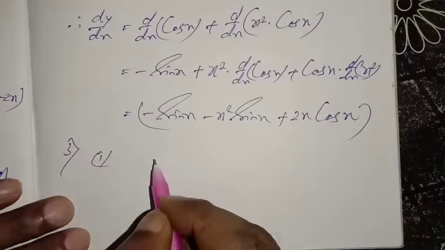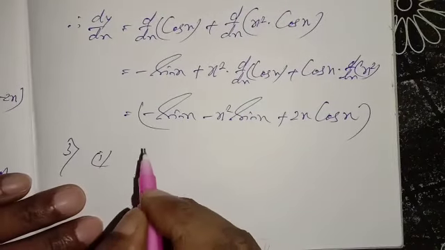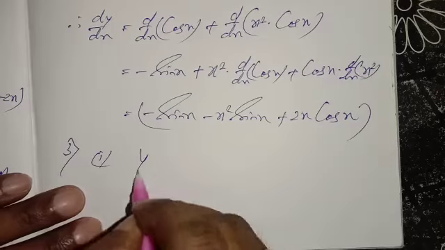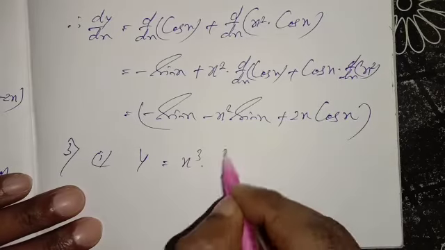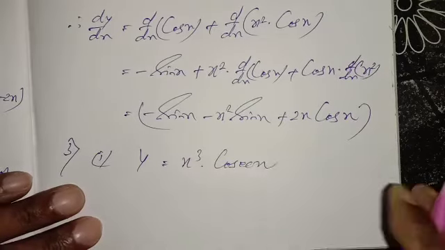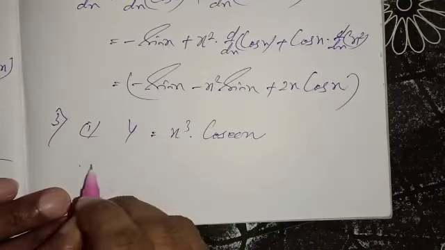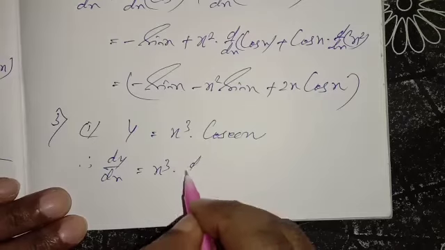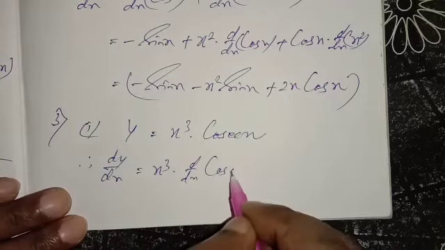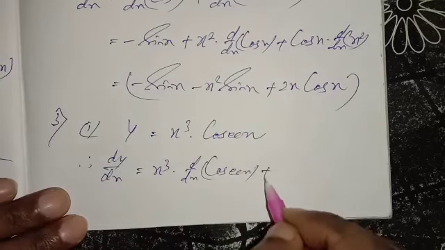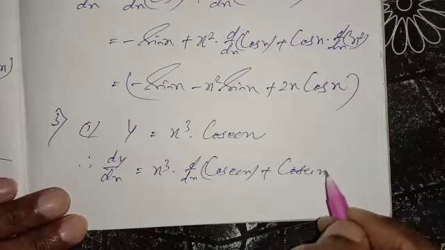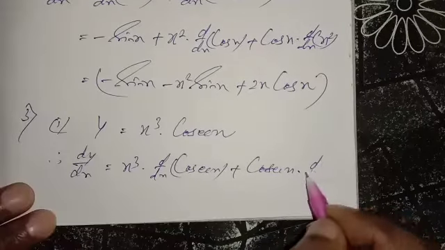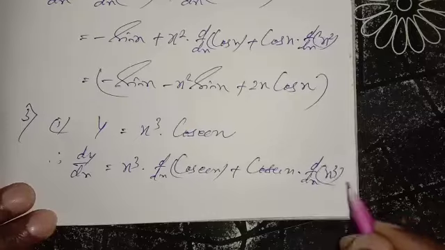Question number 3, first part. It is given y is equal to x cube into cosec x. That means here also you have to apply the product rule. So dy by dx will be first function into derivative of cosec x, plus cosec x into derivative of x cube.